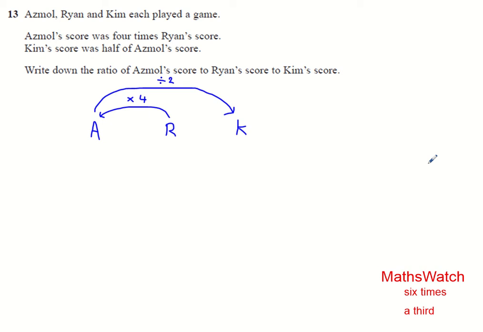The only thing we need to do now to find the ratio is just to substitute any number into this situation. So you can give Ryan any number of marks for his score. I'm going to give him just the number 1.